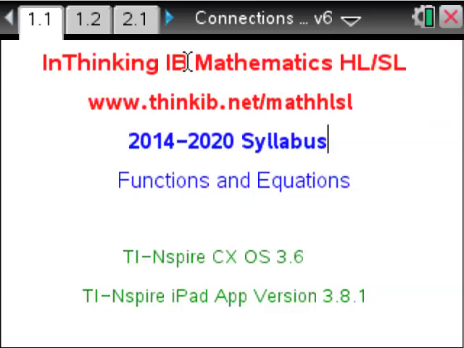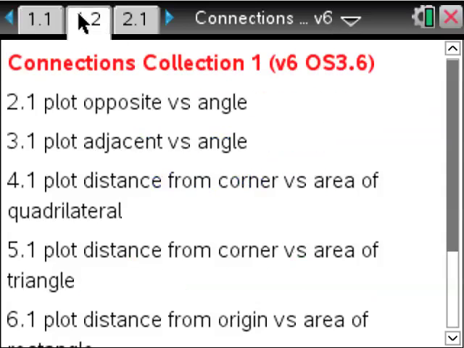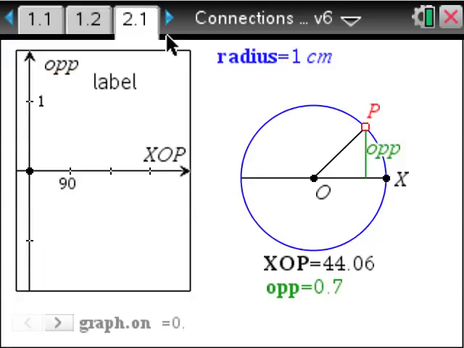Okay, this document links to the functions and equations topic of the Maths IB course, and it looks at getting students to develop algebraic connections between two quantities from a diagrammatical starting point. So as an example, on page 2.1, what we have is a unit circle.